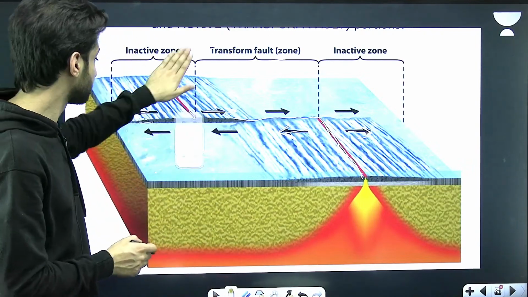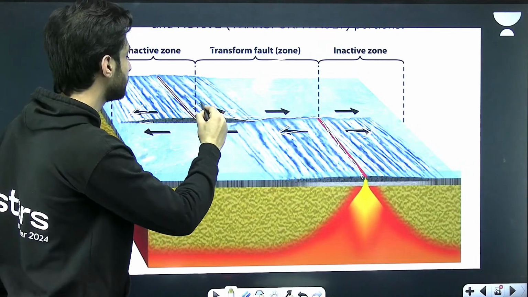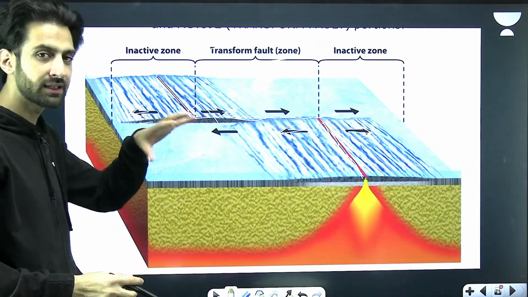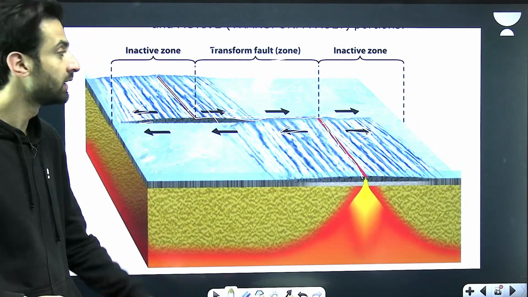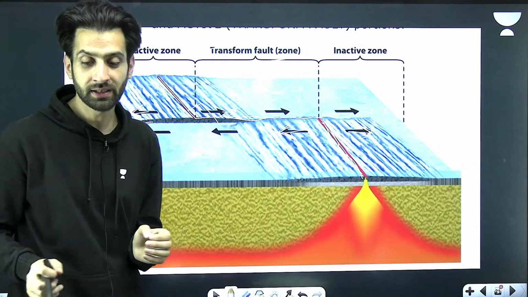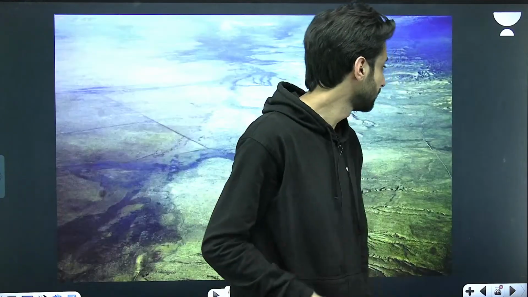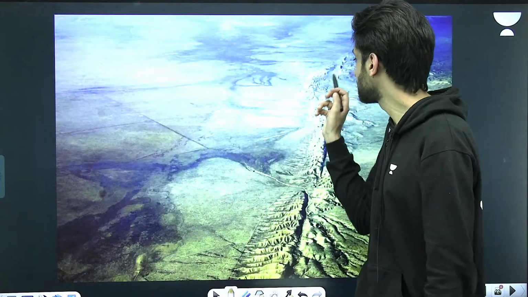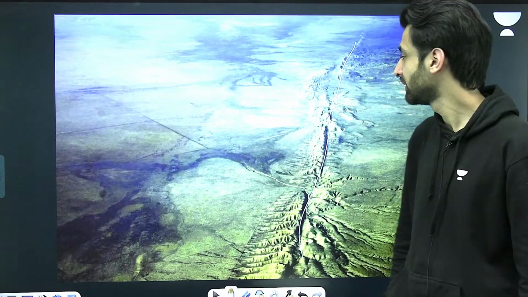Is it perpendicular? See, this is going on like this, then you will find it like this. So this will be perpendicular. The diagram is in such a way that it doesn't look perpendicular, but it is perpendicular to this kind of rifting. So transform faults will be perpendicular to divergence kind of rifting. Is it clear? This is how the three types of plate boundaries will work. This is a very famous rift, the San Andreas in USA, where very powerful earthquakes occur. This is in USA. Okay, this is an example, San Andreas.